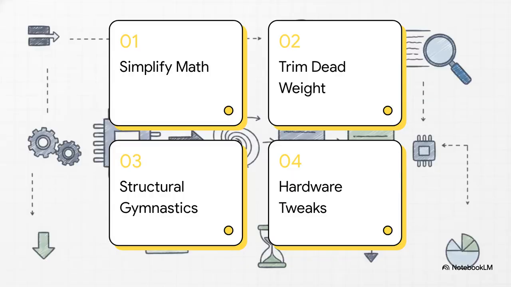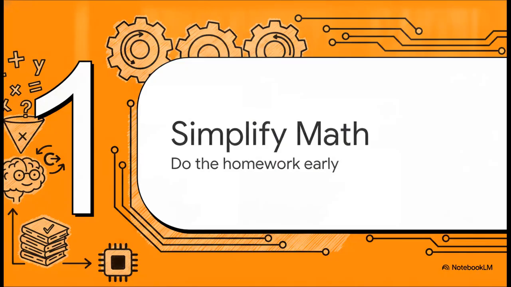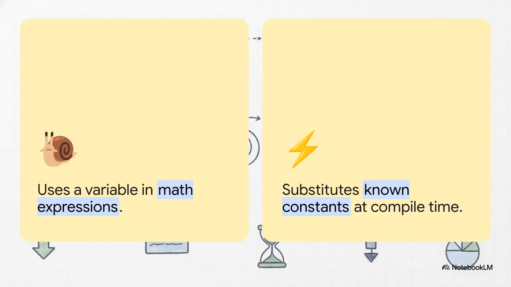And that is exactly where the compiler's secret playbook comes to the rescue. Okay, let's dive into this playbook. Here's what we're looking at today. First, simplifying math and variables. Second, trimming the dead weight. Third, structural gymnastics. And fourth, hardware and micro-level tweaks. Let's kick things off with Section 1, Simplifying Math and Variables, or as I like to call it, doing the homework early. Let's look at a play called constant propagation, along with its close cousin, constant folding.